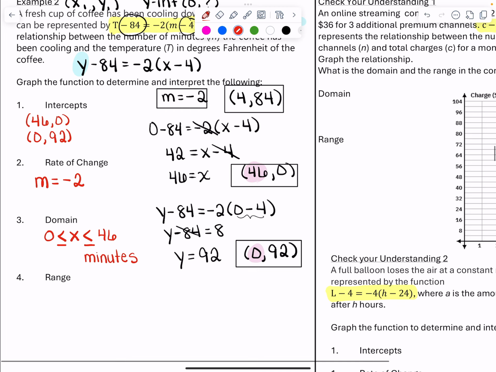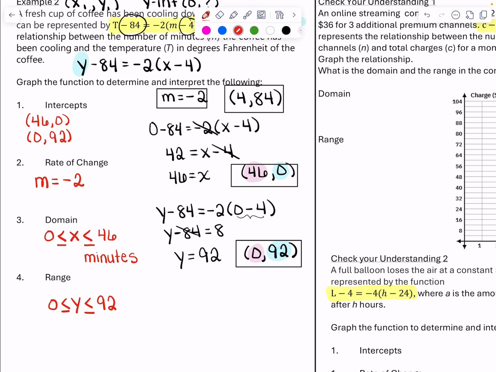Okay. Now the range is talking about the y values. Now, again, we have three y values we can look at: 84, 0, and 92. The one that's not important to us right now is 84, because we're looking for the smallest and the largest. So the range is the y values. Okay, so y is talking about temperature. The coldest we're trying to get it to is 0 degrees. The hottest that it was when it was first made, or when we first got it, was 92 degrees. And this here is talking about temperature.